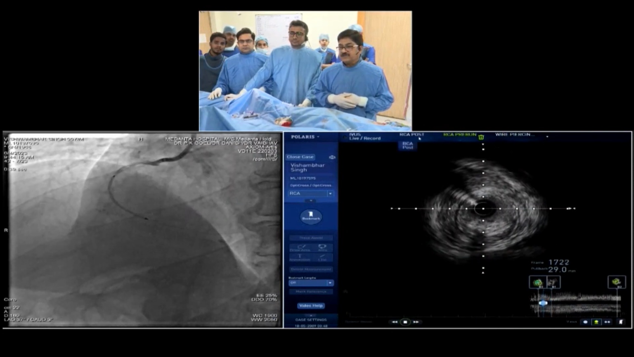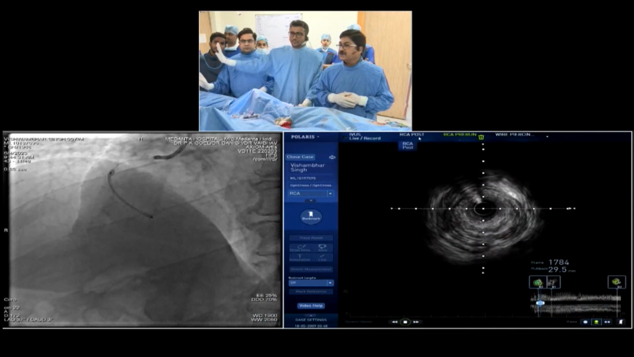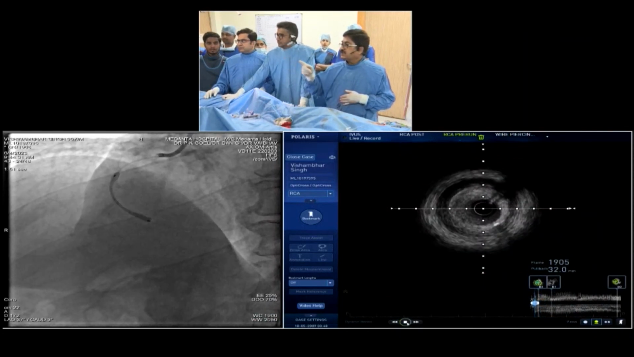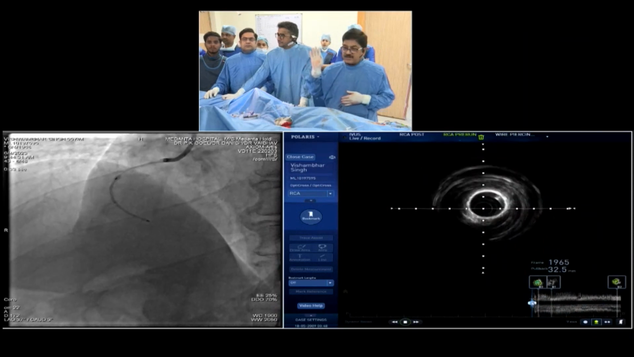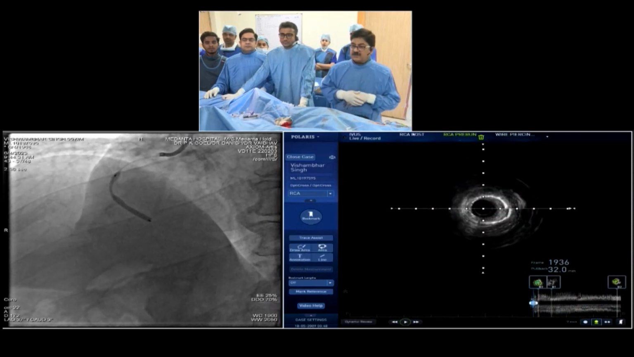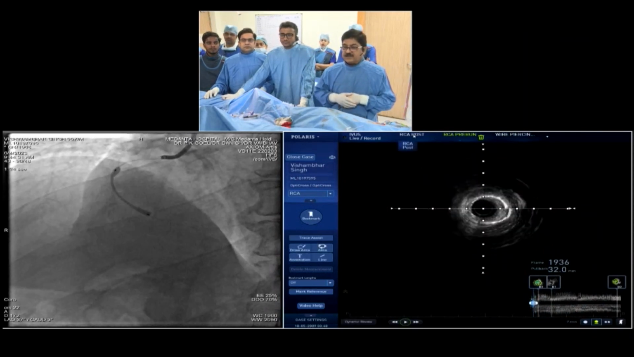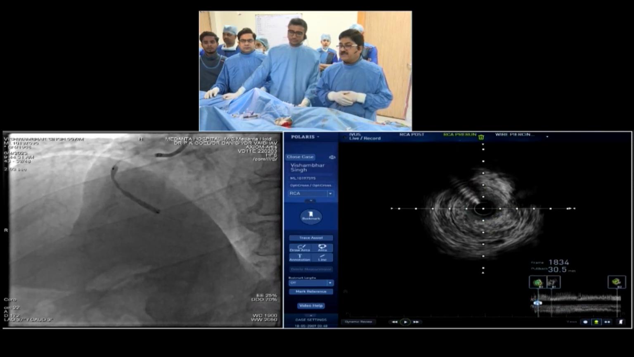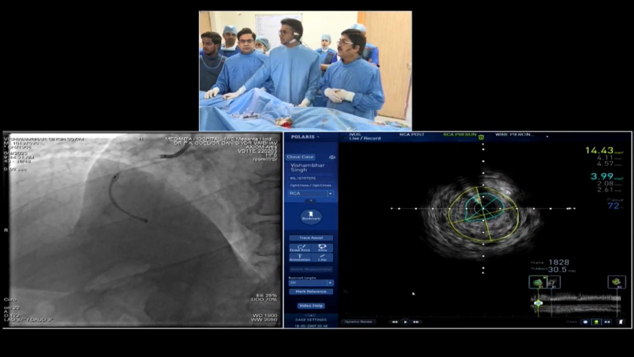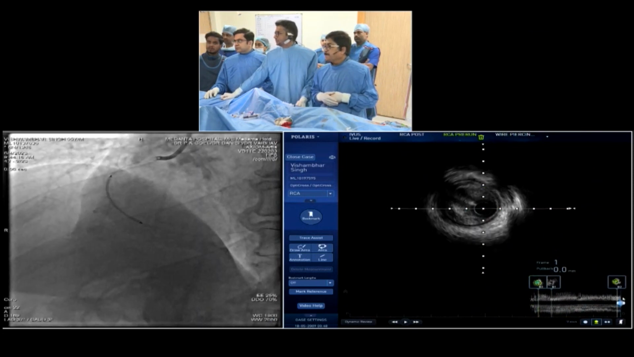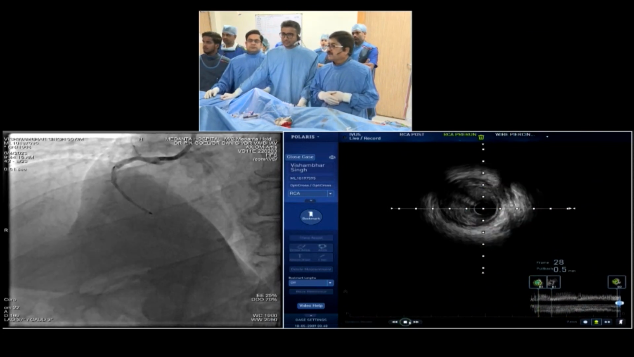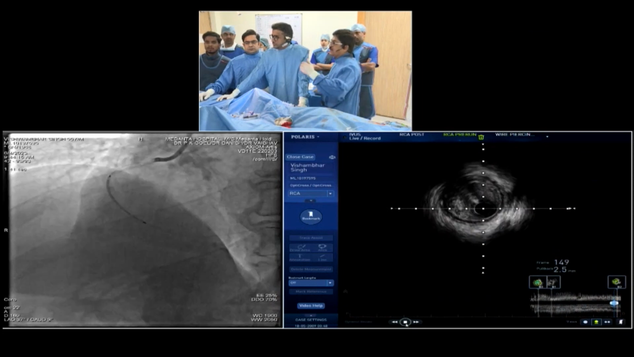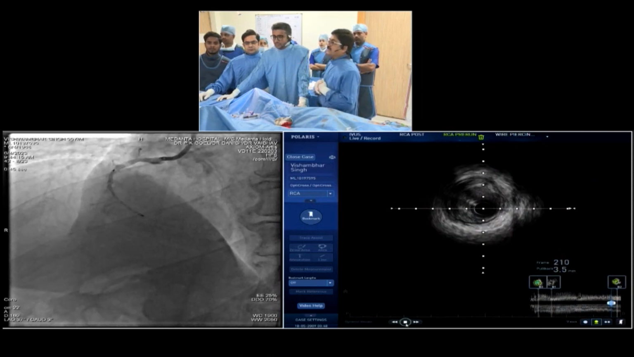Move forward. So that's the proximal normal part. Now please show me the IVUS again in the CTO region, in the distal part. We would like to confirm in the CTO. Yes, you can see that the wire was in the lumen.